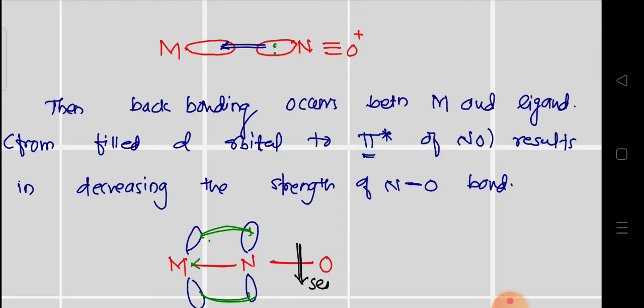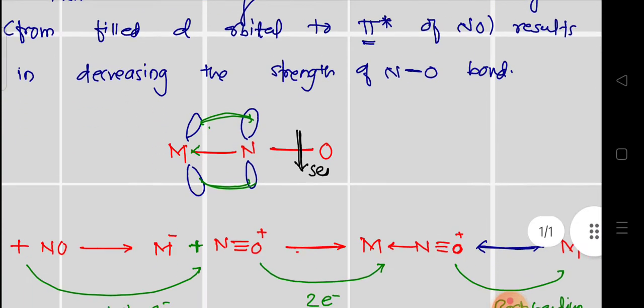So NO is a 3 electron donor. How is it? As per the NO molecular orbital diagram, NO is a paramagnetic molecule with an unpaired electron in the pi star orbital. First it gives that electron to the metal ion, and then the lone pair is again donated to the metal ion, so it becomes a 3 electron donor, and then as usual back bonding takes place.